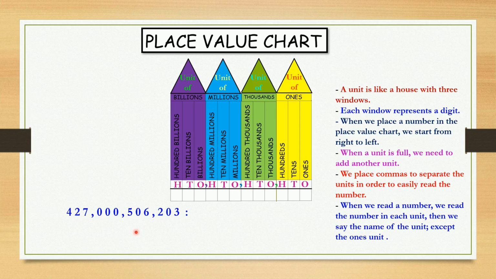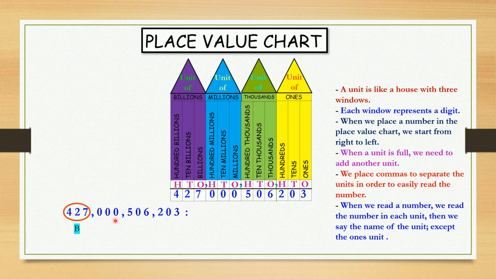Now we have this example. This number, let's place it in the place value chart. It's formed of 12 digits. We have 4 units with 3 digits each. Now let's read this number. So we start from left to right. We read the number in this unit. This is the billions unit. It's unit number 4, 427 billion.